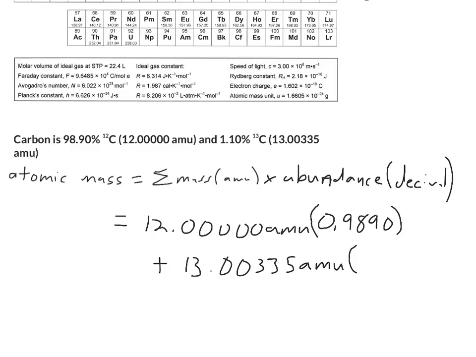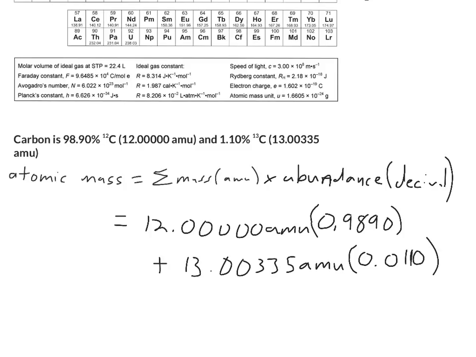Convert its percentage into a decimal. Divide by 100, so 0.0110. And we have 2 terms because there are 2 stable isotopes for carbon. Boron, for example, has 2 stable isotopes. You would have 2 terms for it as well. So you have a term per stable isotope.